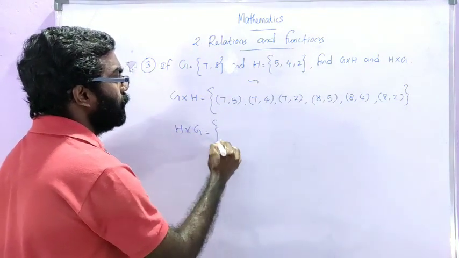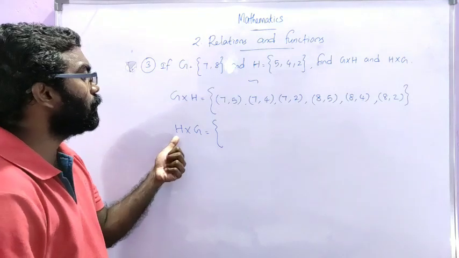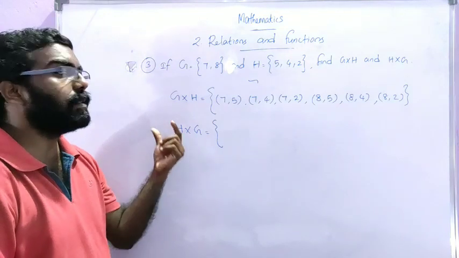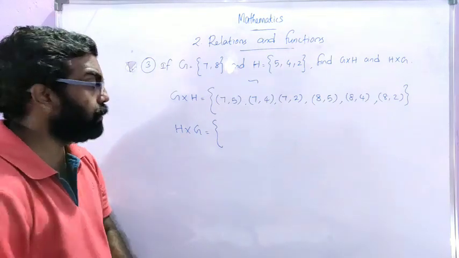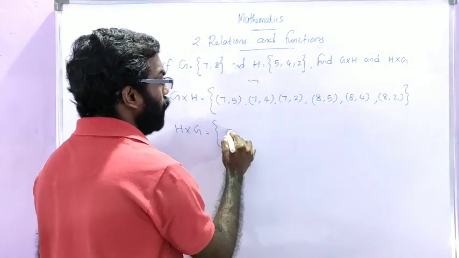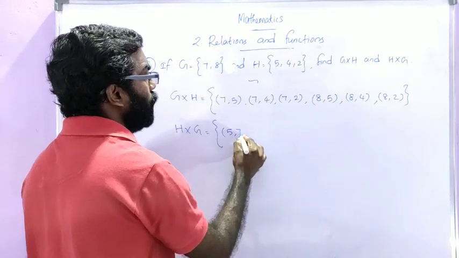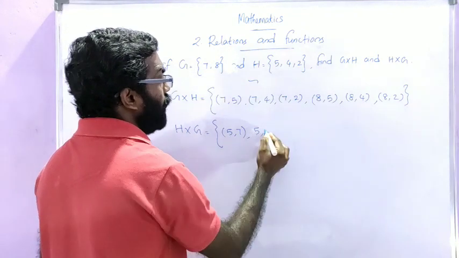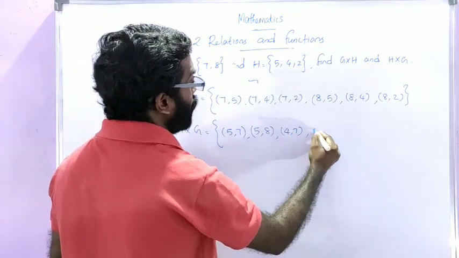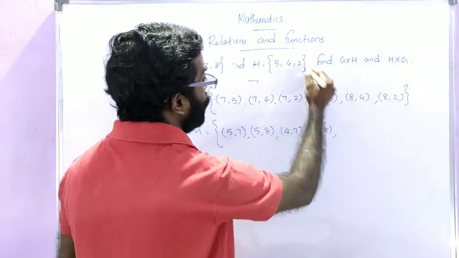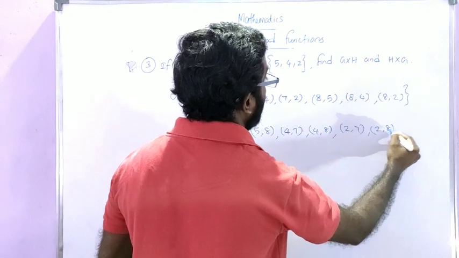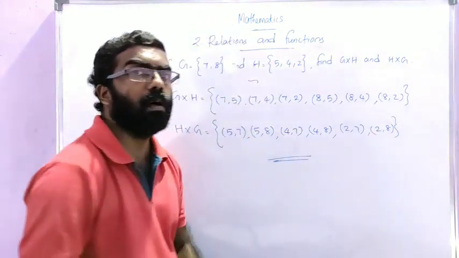Then H cross G. So while writing H cross G, the first element belongs to the first set, that means H. And the second element in the ordered pair belongs to the second set G. So we can take 5 comma 7, 5 comma 8. Then next one 4 comma 7, 4 comma 8, and 2 comma 7, 2 comma 8. Understood?